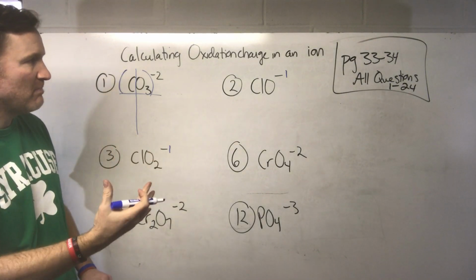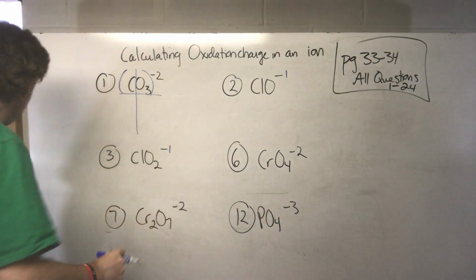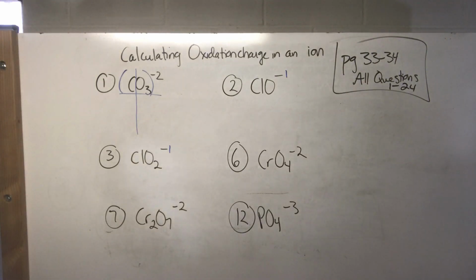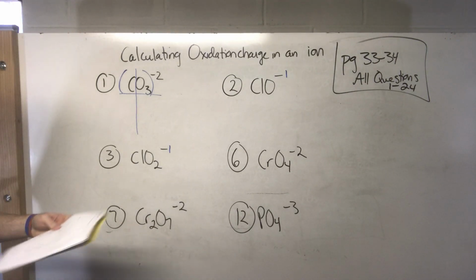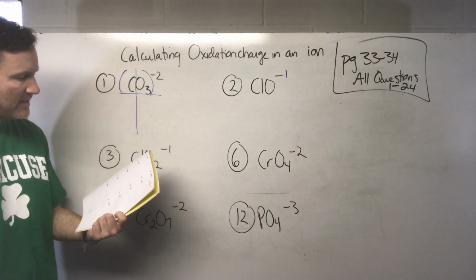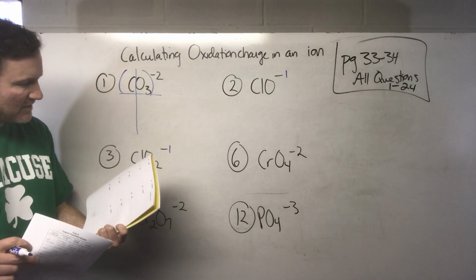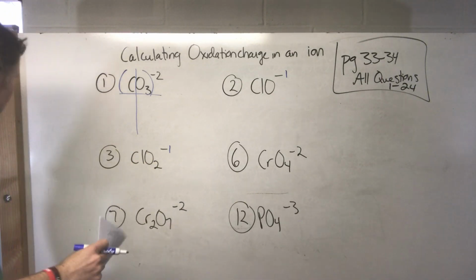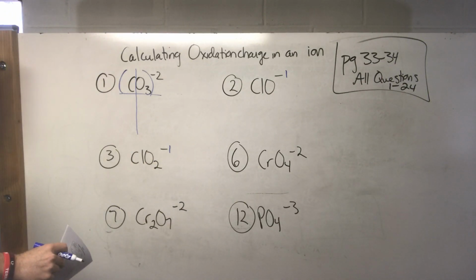Now, some of these you might end up having positive ions. I believe in the booklet, let me just grab the booklet here. I believe all the ones you have to do for the sake of this activity are all going to be negative. Oh, actually, sorry, you do have 1 positive, but the process is the same. You're going to try to calculate the overall charge.